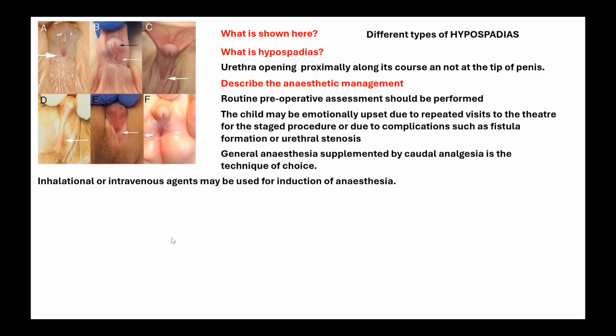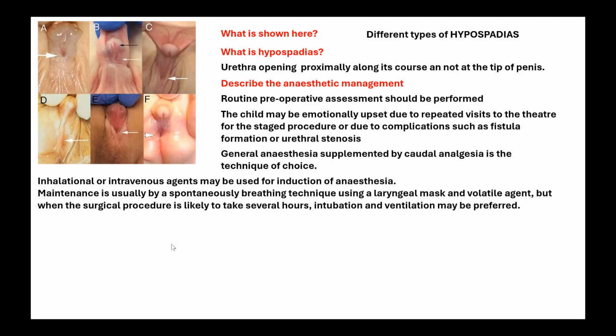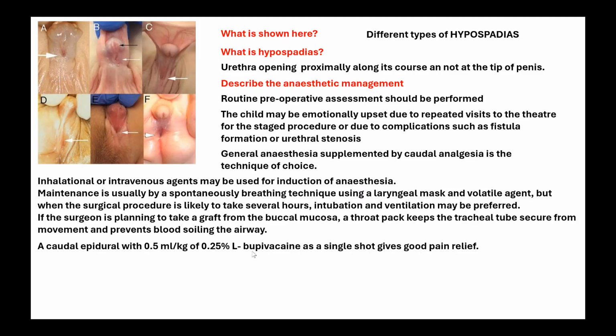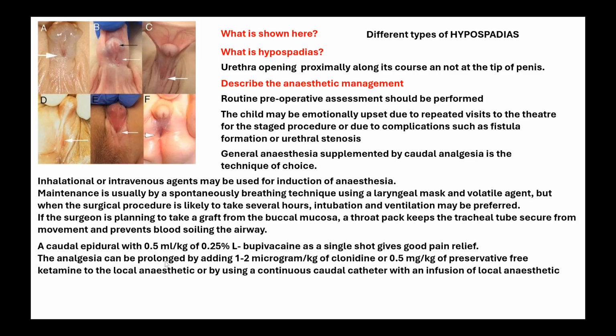You can use inhalation or intravenous induction agent for anesthesia. Maintenance, respiration, no need to control because this is more or less a surface procedure. And you can use an LMA also for the child after that. And caudal, the dosage is like this. And we can prolong the caudal for post-op pain relief. We can add 1 to 2 micrograms of vitamin local anesthetic. Or you can use a continuous caudal catheter for infusion of local anesthetic.